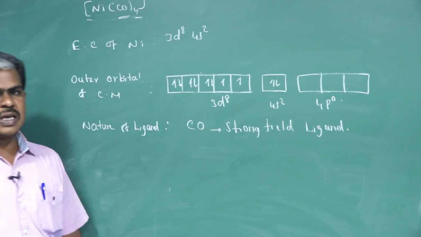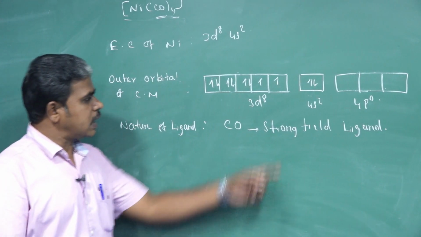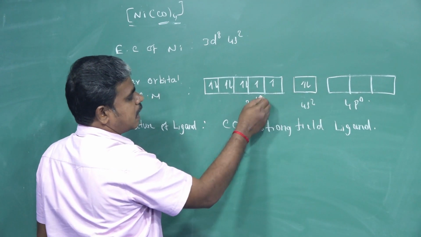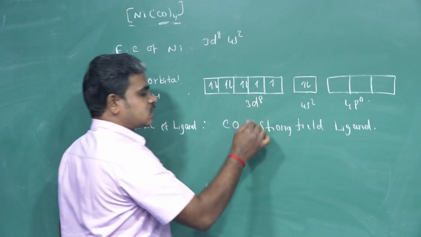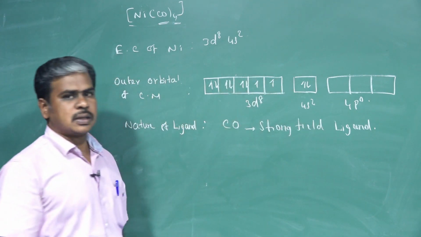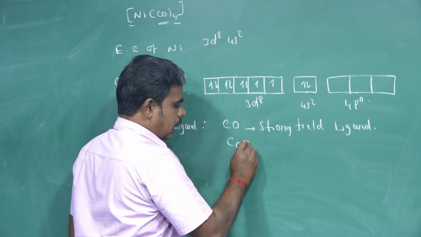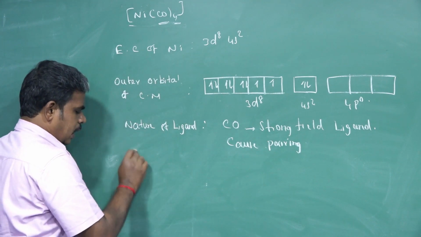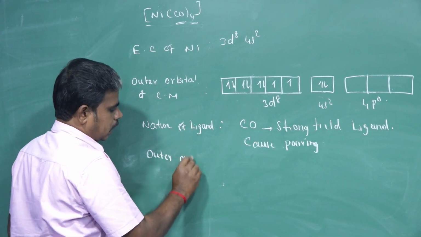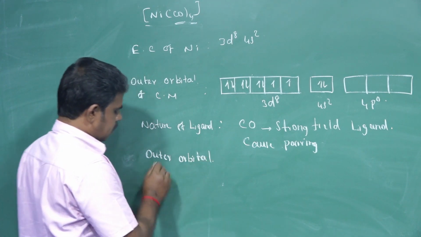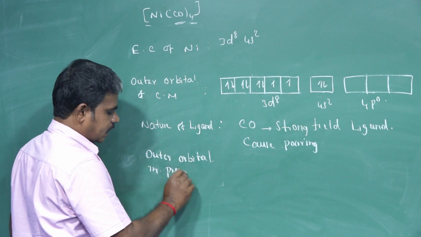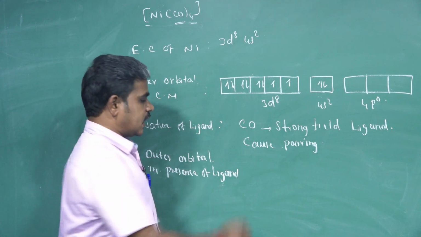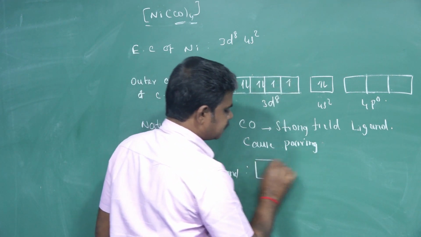If we are using a strong field ligand, what will happen? Here the pairing occurs. What is the pairing here? The 4s orbital electrons are paired with the 3d8. When a strong field ligand is present in a complex, it causes pairing. So we take the outer orbital in the presence of ligand, and here pairing occurs.